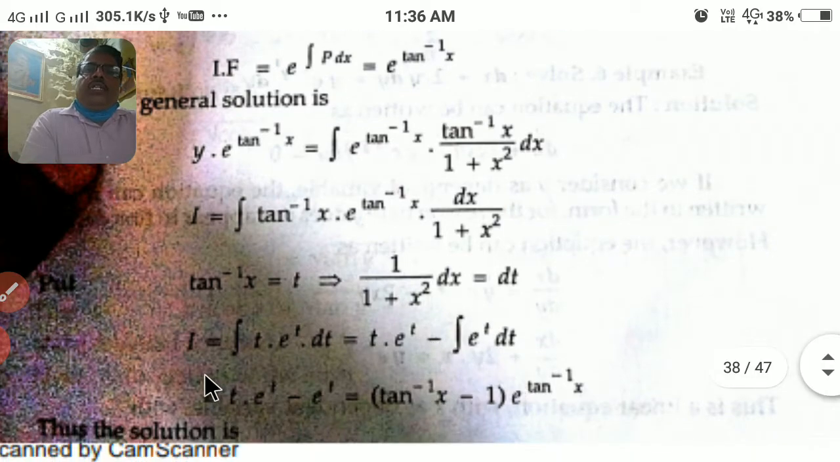Now to integrate this one, apply integration by parts. So t into e raised to t minus integration of e raised to t dt, which is t into e raised to t minus e raised to t. Now resubstitute the value of t, so t means tan inverse x. Taking e raised to tan inverse x common, in the bracket tan inverse x minus 1 is left.